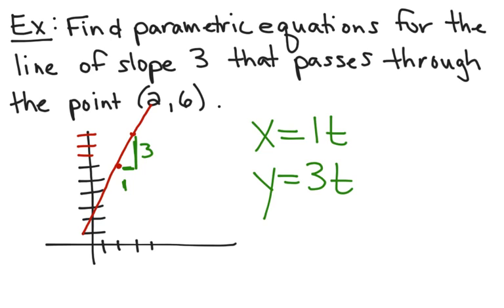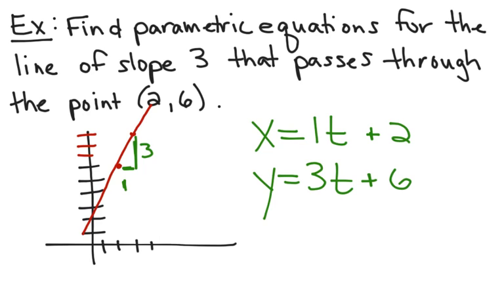Now, we have to use the fact that we know that it passes through (2, 6). So to finish my parametric equations, all I'm going to do is add 2 to my x, because 2 is the x-coordinate of the ordered pair, and I'm going to add 6 to the y-coordinate. So there are my parametric equations. If you were to graph those parametric equations, you would get this line.